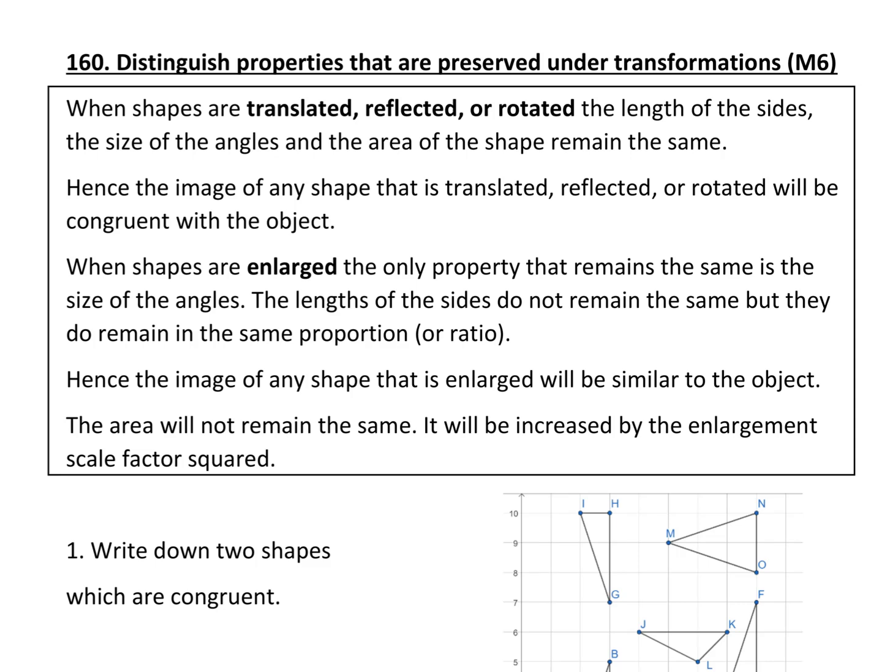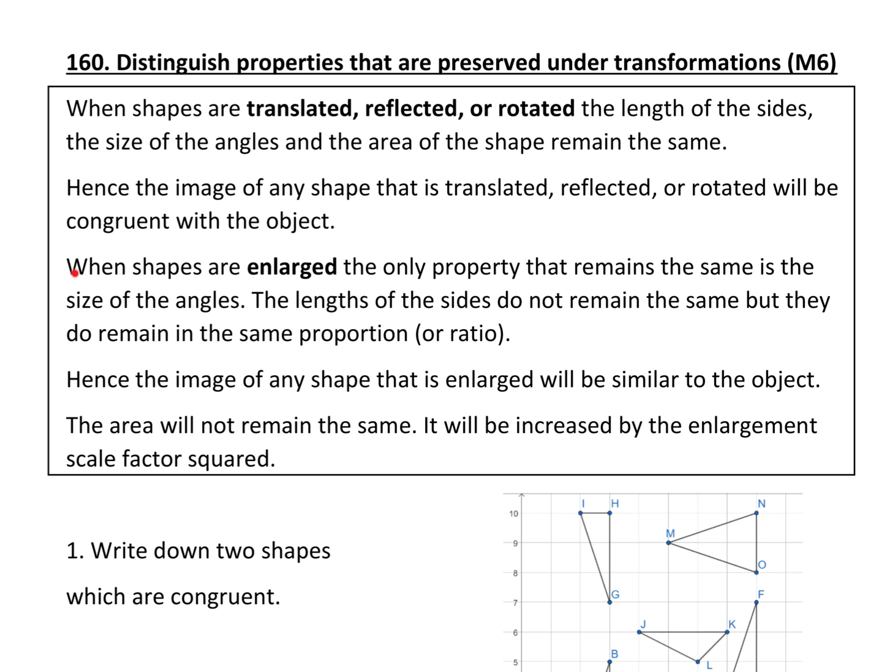In this video, we will distinguish properties that are preserved under transformations. When shapes are translated, reflected, or rotated, the length of the sides, the size of the angles, and the area of the shape remain the same. Hence, the image of any shape that is translated, reflected, or rotated will be congruent with the object.